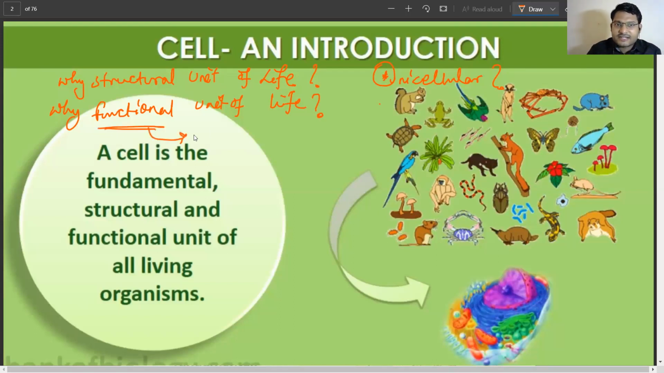When we say functional unit, all the basic metabolic functions, we can say life processes, right? So all the basic life processes that include nutrition, respiration, that is cellular respiration, that gives energy, as some of you said, and also the process of excretion. So all of these essential life processes that are required for an organism to be defined as living or to be in a living state, all of these can be performed by a single cell, right?